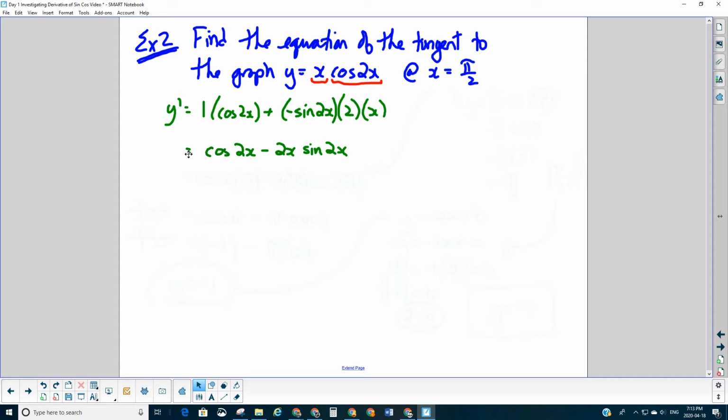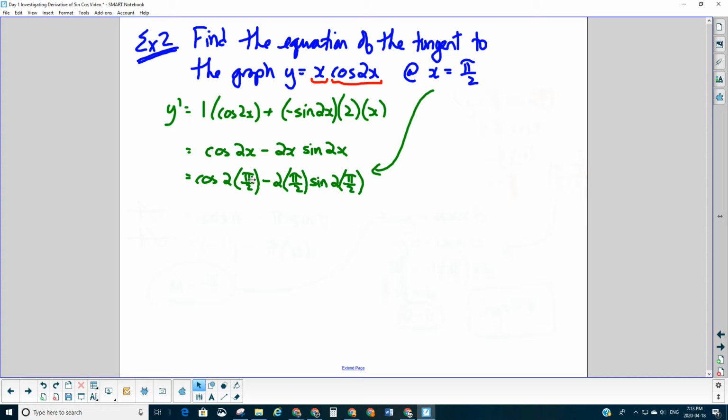Okay, that's the derivative, which is the equation that describes all the possible tangents. We're only interested in the slope of the tangent at x equals pi over 2. So wherever we see x, we're going to replace it with pi over 2. There's an x that gets replaced with pi over 2, there's an x that gets replaced with pi over 2, and there's another x. Of course, all of these x's are being multiplied by 2.